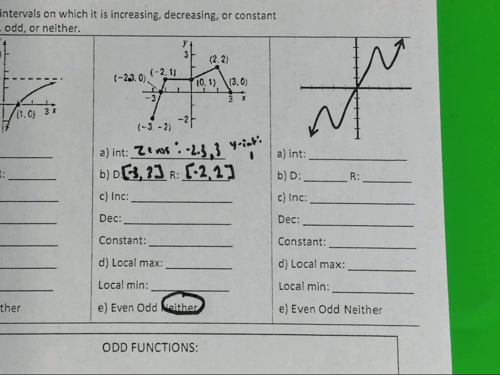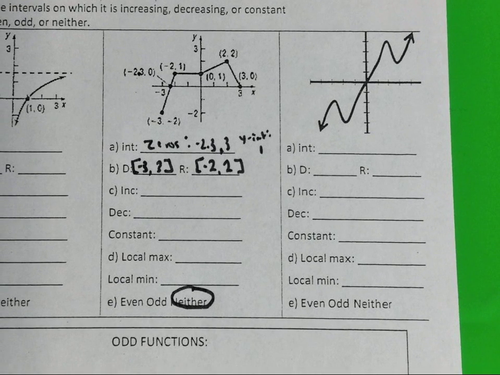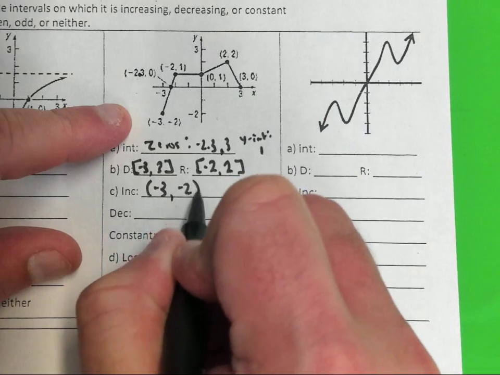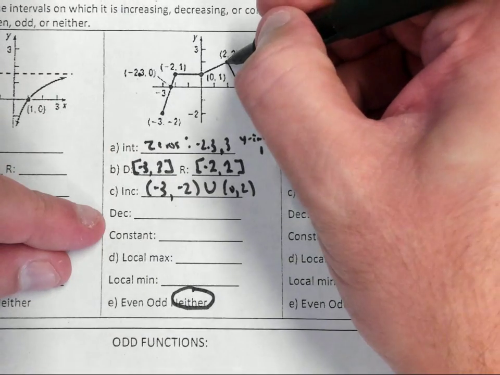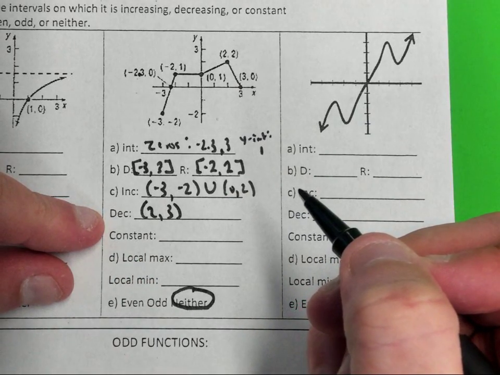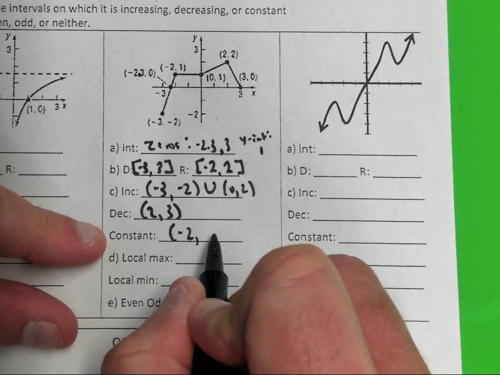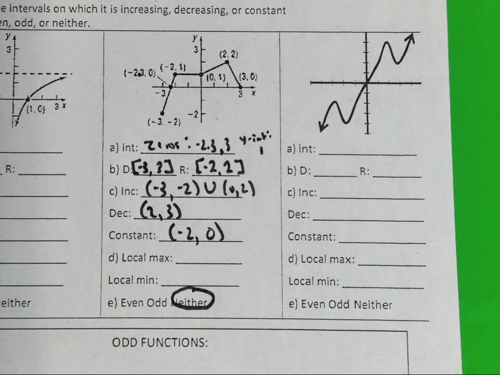So we start from the left. What's happening with this graph? It's doing what? Increasing. Then it's what? Constant. Then what? You see how to do that? All right, so remember, increase is interval notation using only the x coordinates. It's increasing from -3 to -2, union 0 to 2. It's decreasing at this interval, 2 to 3. Decrease using x coordinates. It's constant from -2 to what? Very good. So there's your intervals: increasing, decreasing, and constant.